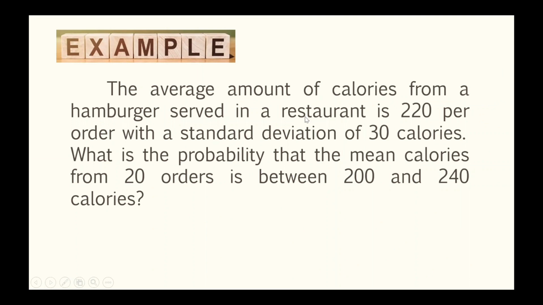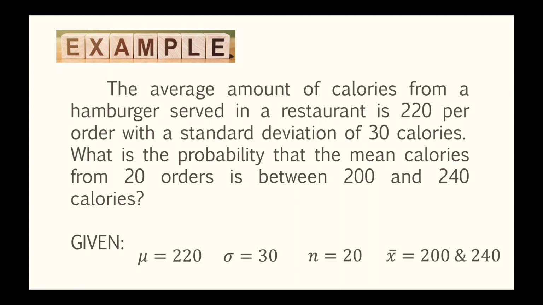Example number 3. The average amount of calories from a hamburger served in a restaurant is 220 per order with a standard deviation of 30 calories. What is the probability that the mean calories from 20 orders is between 200 and 240 calories? So first step is to determine what is asked. In the problem, that is, what is the probability that the mean calories from 20 orders is between 200 and 240 calories? Next is to identify the given.